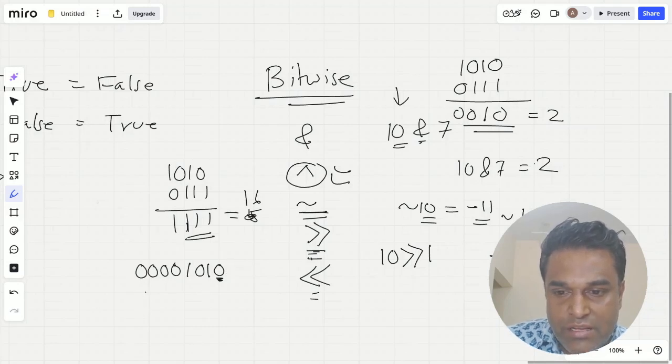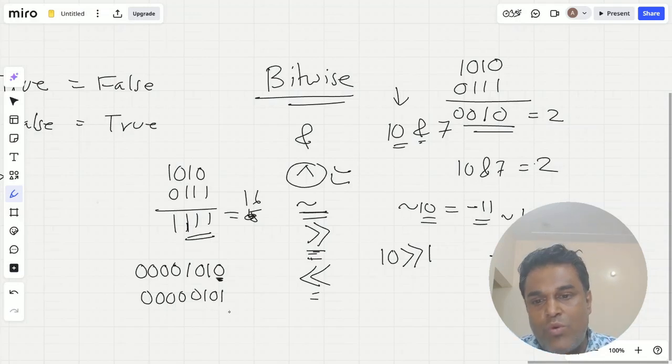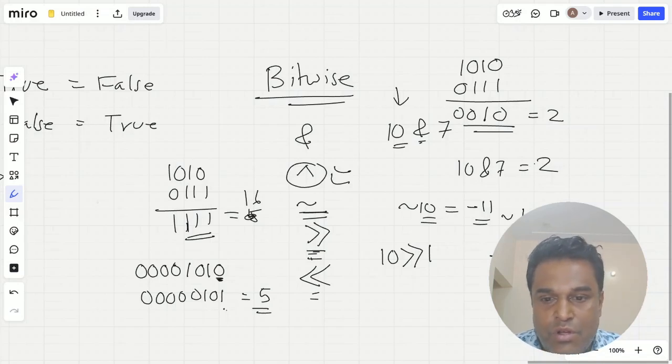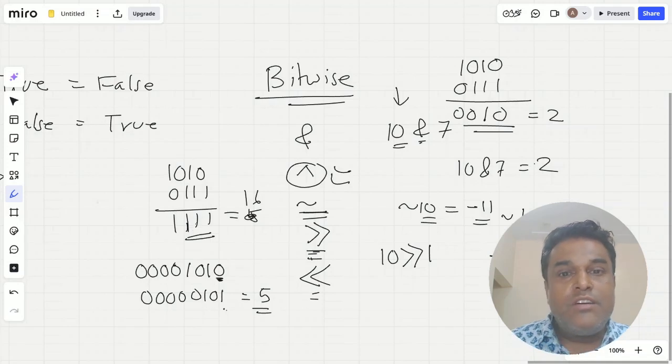So this happens like 0000, and every bit is going to shift towards the right. So this will come down to 1, 2, 4 and 1, 0 towards the right. So this will be like 1 and 4, so this becomes 5, if you just shift that. So these are the bitwise operators.